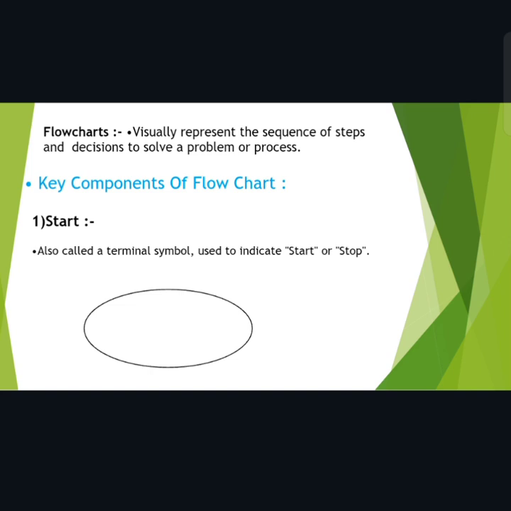So let's start with key components of a flowchart. First is start and stop. It is also called the terminal symbol, used to indicate start or stop. It indicates where the process begins or ends, usually shown with an oval.